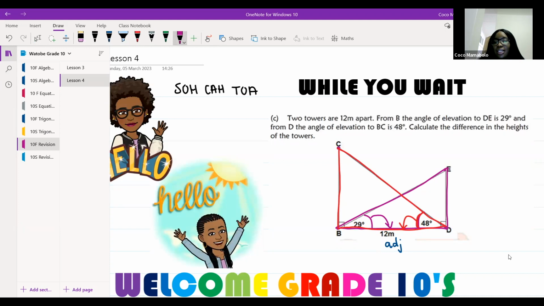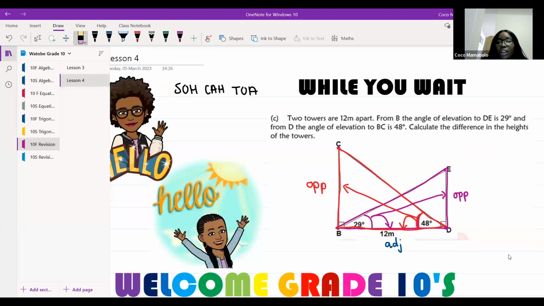If this is the adjacent side, what is that side over there going to be? Good, that's it. Yes, Kunzo, that's it. Yes, Kimototo. This is going to be our opposite side. And same with D. If we look at the side that they actually want from us, BC, this side is also going to be the opposite side.